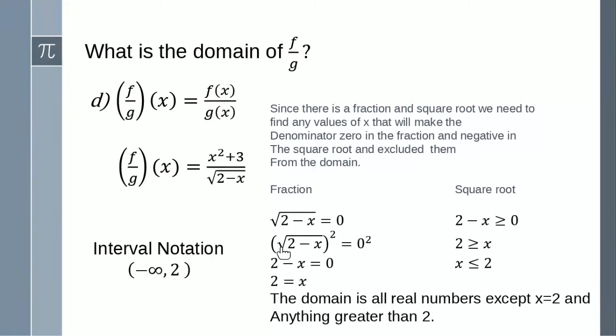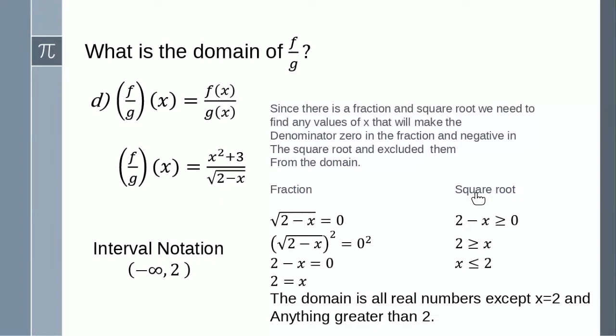So to get rid of that square root, we can square both sides, and we would end up with 2 minus x is equal to 0. And if I solve for x, I can add x on both sides, and I get 2 is equal to x. So what that means is if you put a 2 in here, 2 minus 2 is 0, square root of 0 is 0, so you would have a 0 down here, and we cannot divide by 0, okay?